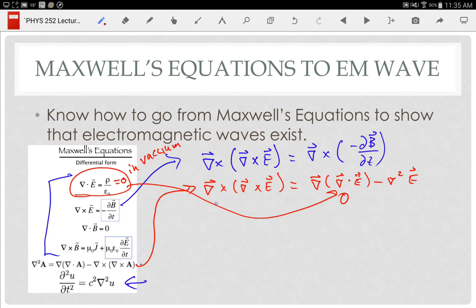And then the del cross E is equal to what we have above. Well, from what we have above, since del is a positional derivative, I can move it inside the d dt because the positional derivative, partial derivatives with respect to position, aren't going to be affected by partial derivative with respect to time. So I'm going to put minus my d dt and then put the del cross B.